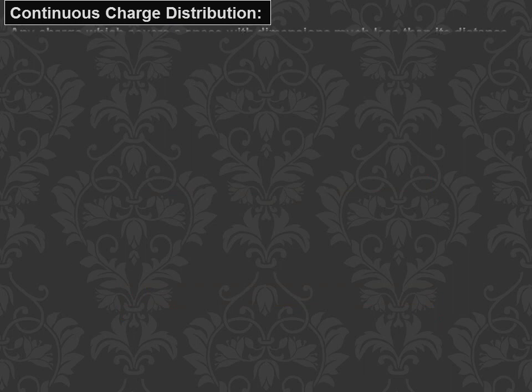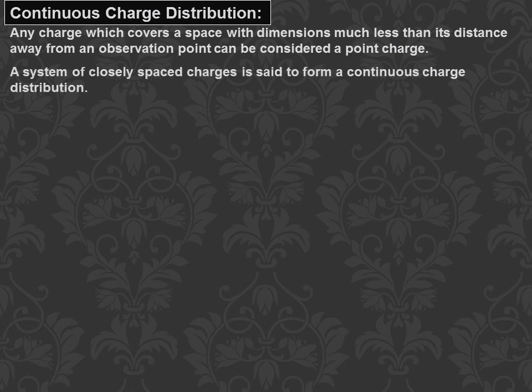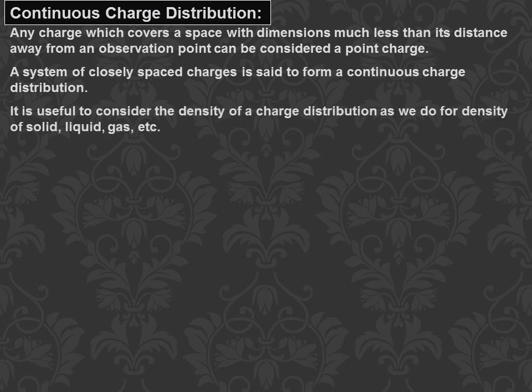Continuous charge distribution. Any charge which covers a space with dimensions much less than its distance from an observation point can be considered a point charge. बहुत दूर कोई charge होने पर उसको हम point charge consider कर सकते हैं. A system of closely spaced charges is said to form a continuous charge distribution.